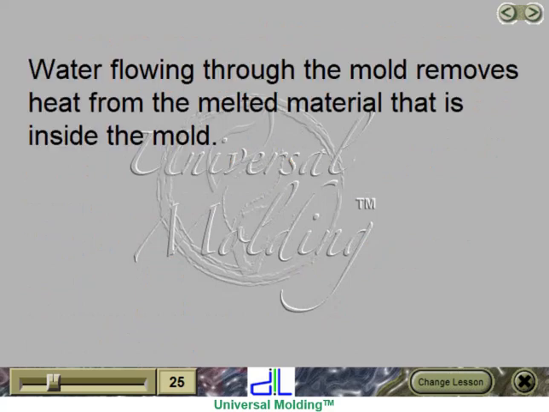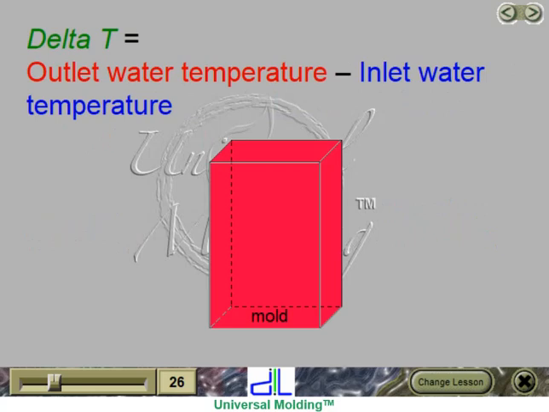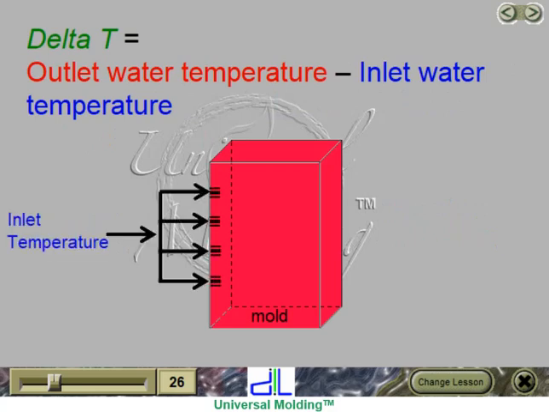Water flow. Water flowing through the mold removes heat from the melted material that is inside the mold. Consequently, the water's temperature will rise, an increase known as delta T. Delta T is equal to outlet water temperature minus inlet water temperature.